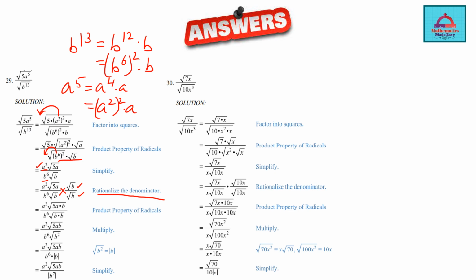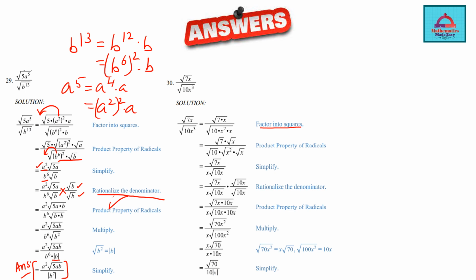b, so b square. Now this will be going out of the radical symbol, just giving you the symbol of absolute value of b, and now the radical is removed from the denominator, means we have rationalized the denominator. So on simplification, the final answer is going to be this. In a similar way, you are going to factor into squares for question 30.